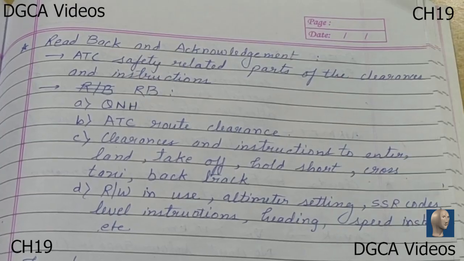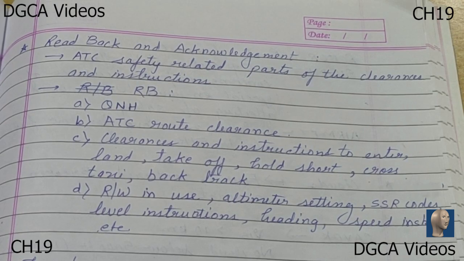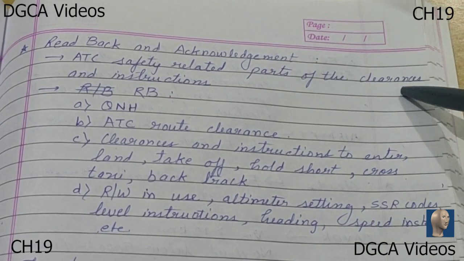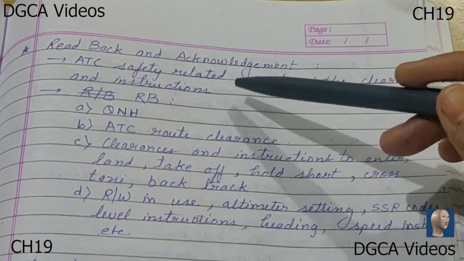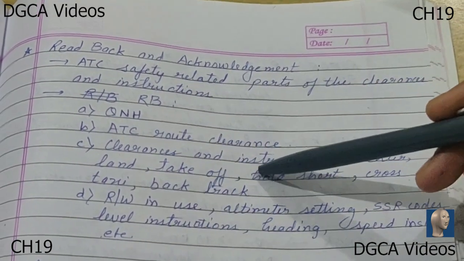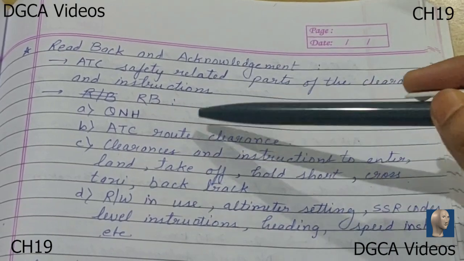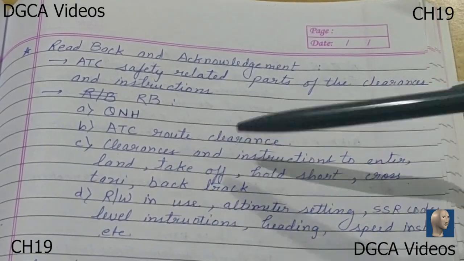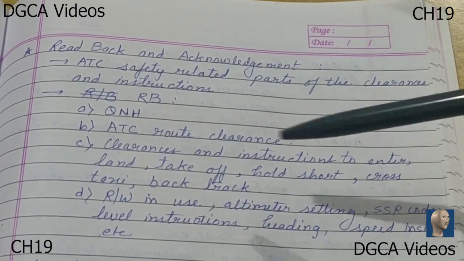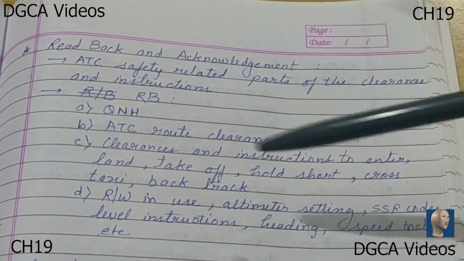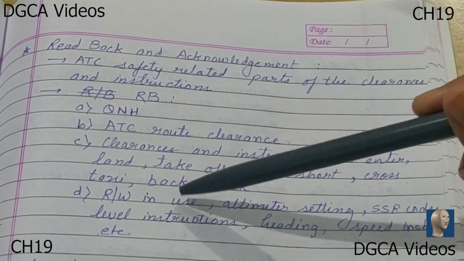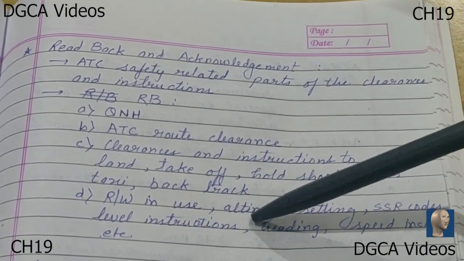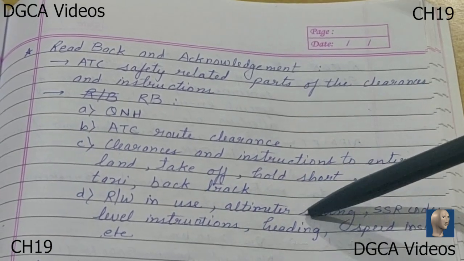So what calls do you have to read back and give your acknowledgement? Any ATC safety related parts of the clearances and the instructions you have to read back. Some important terms that you have to read back are QNH, ATC route clearance, clearance and instructions to enter, land, take off, hold short, cross, taxi, backtrack, runway in use, altimeter setting, SSR codes, level instructions, heading, speed instructions, etc.